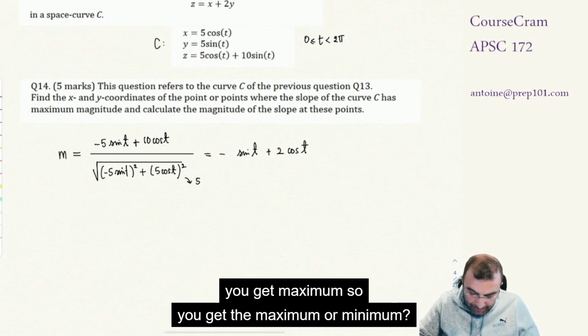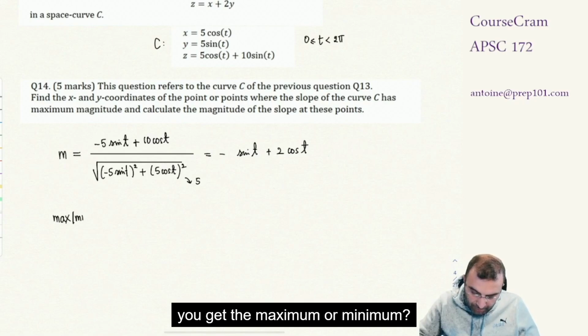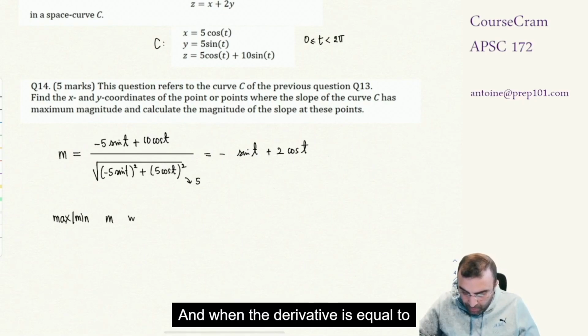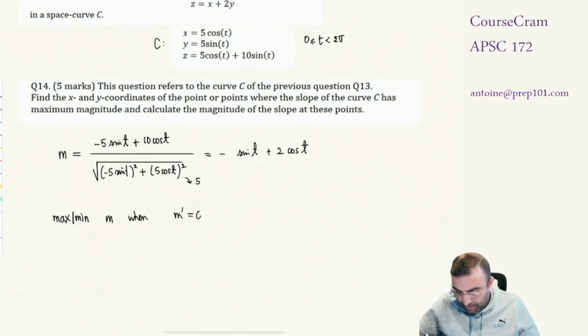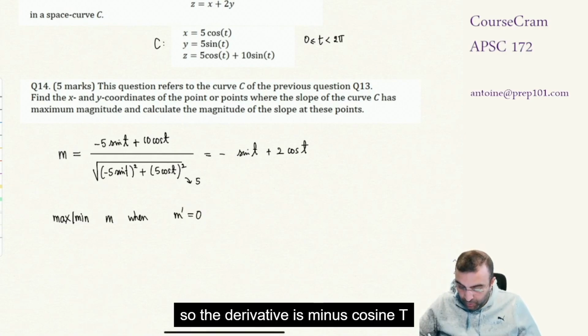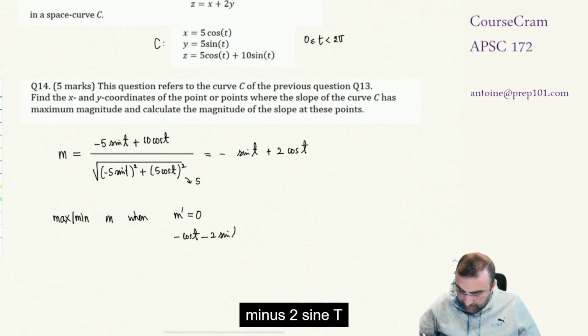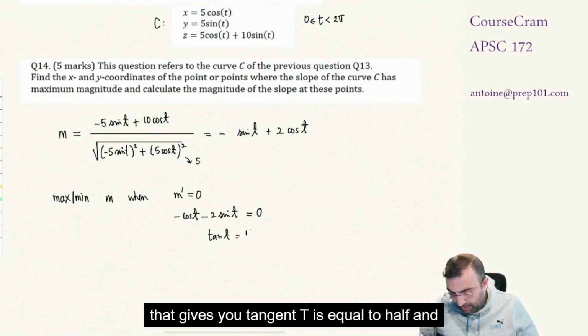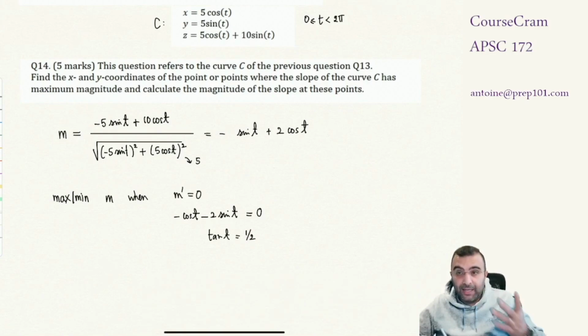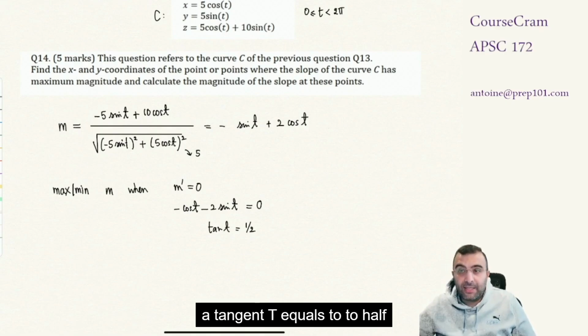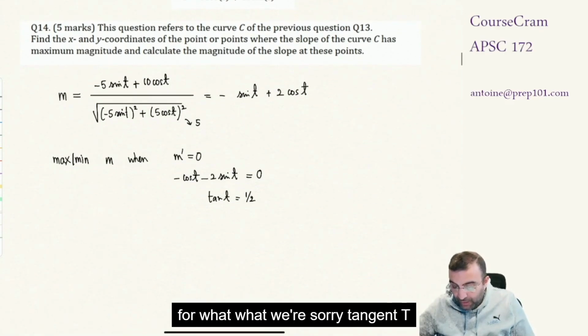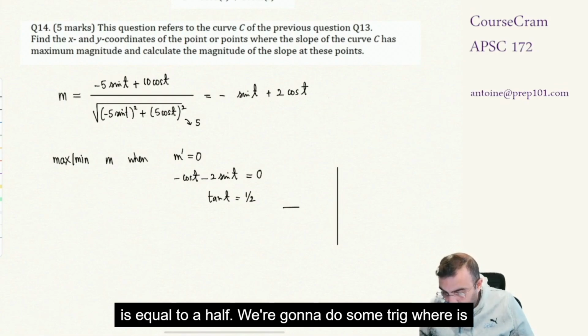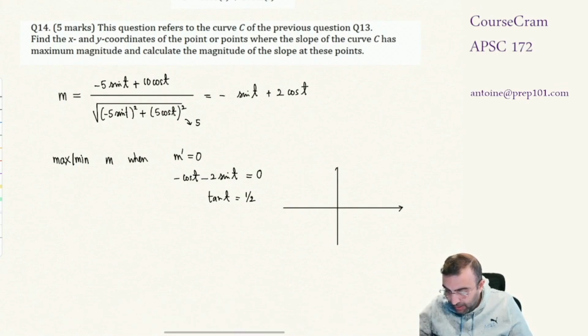You get the maximum or minimum m when the derivative is equal to 0. So the derivative is minus cosine t minus 2 sine t, and you set that equal to 0, which means that gives you tangent t is equal to minus a half. We've got to do some trig. Where is tangent negative? I'm sorry, it's a good thing that we caught it. Minus a half.